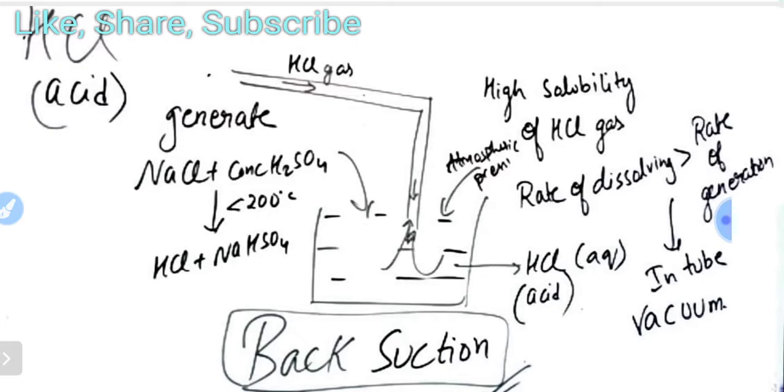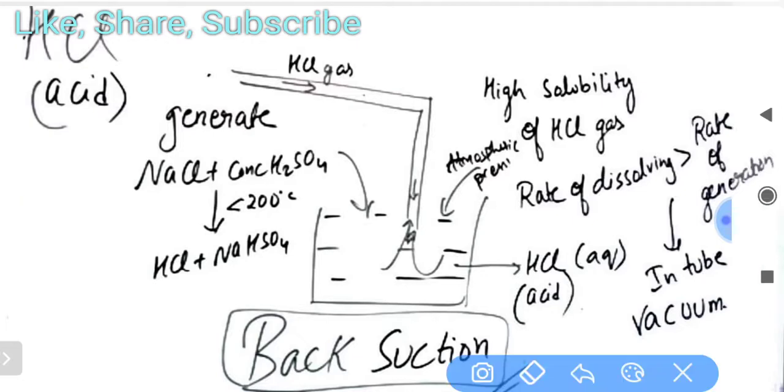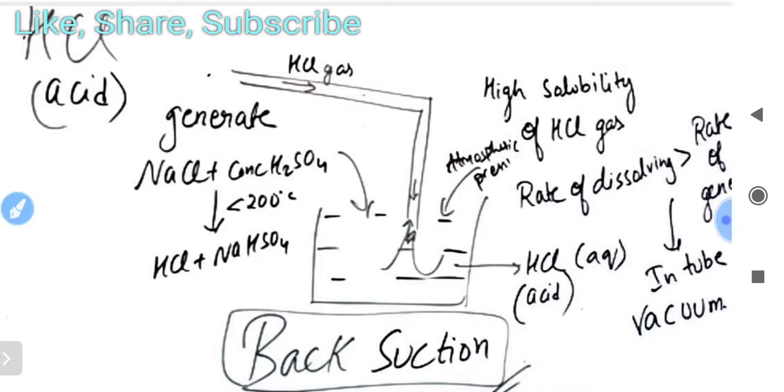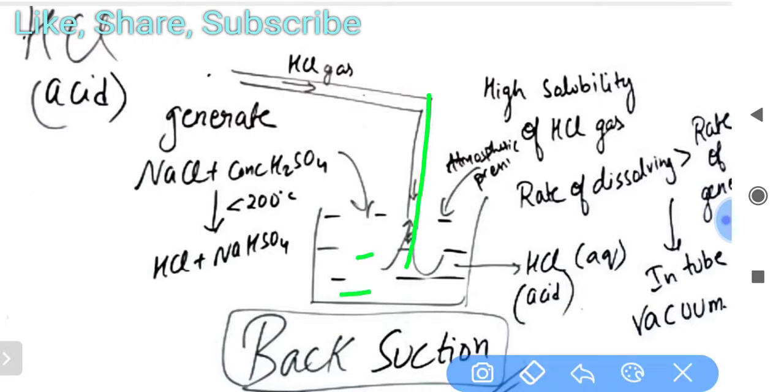Now we have to draw this HCl setup. As you know, in the lab we generate HCl by combining it with concentrated H2SO4. This is the process that takes place. HCl gas is made here, and water is filled here, and it comes to the downward side. HCl gas is highly soluble in water, so the water goes back.